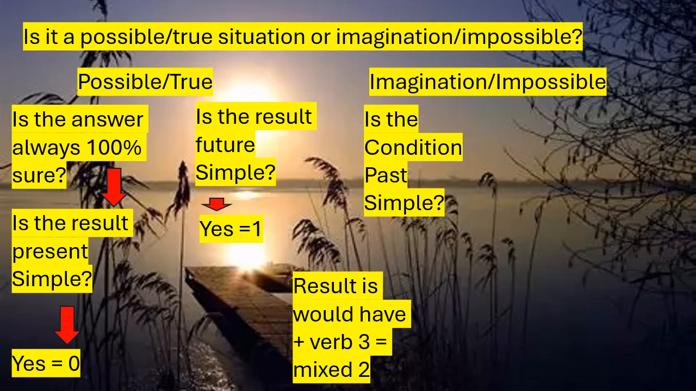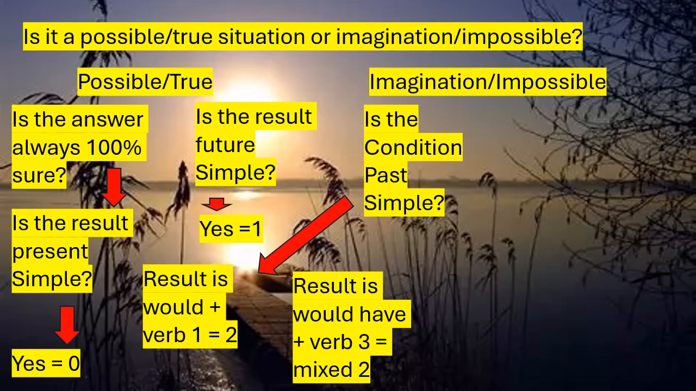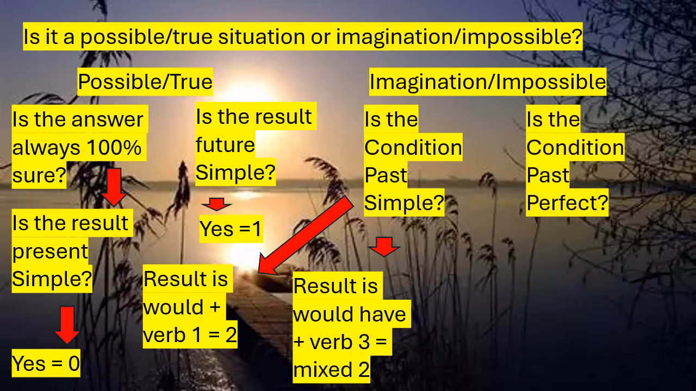If the answer is yes, then the result is would plus verb 1, then that is going to be type 2 conditional. So if we're still on the right, so we've said this is an imagination or an impossible situation, and it's also past simple, and then we say is the result would plus verb 3, and if that is true, then it is a mixed type 2 condition.